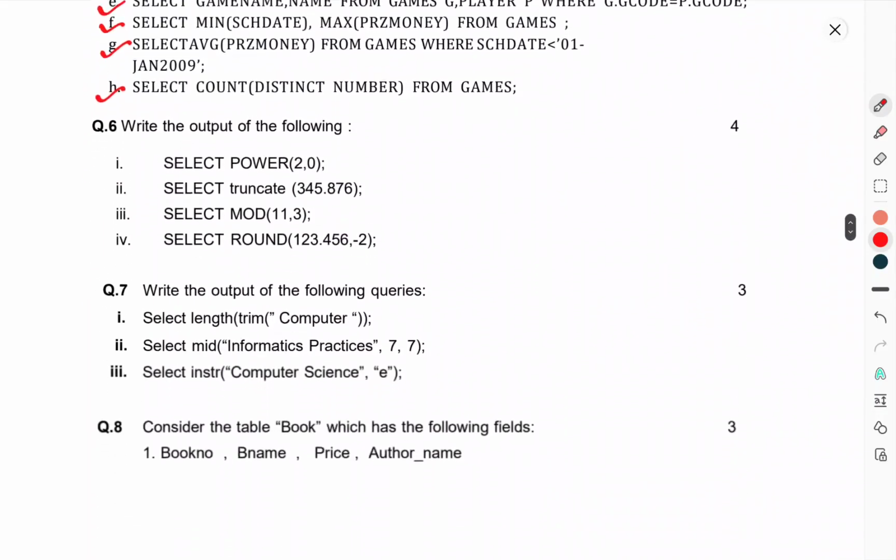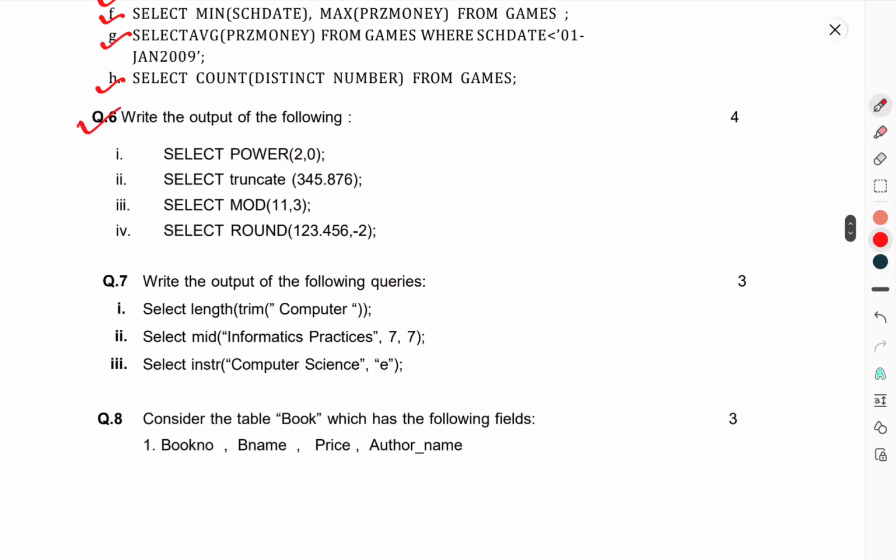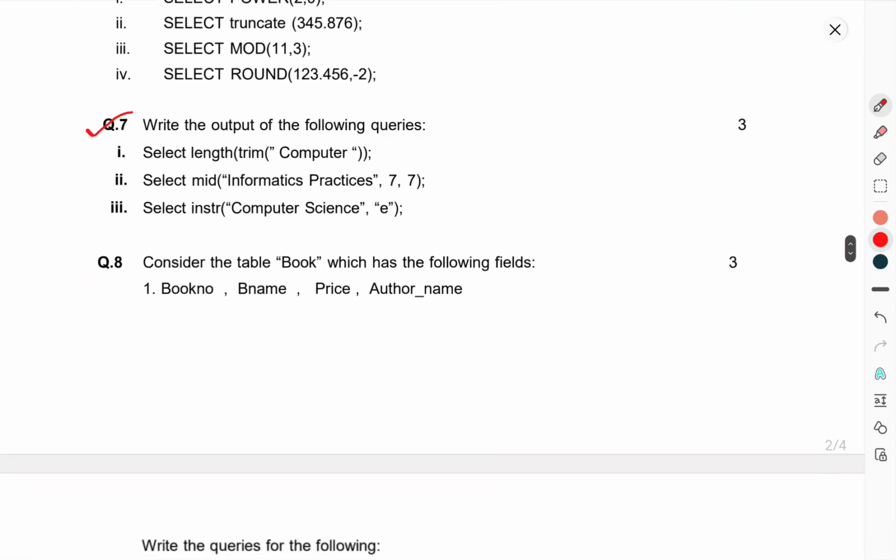Question number 6. Write the output of the following. Select power, select round, select mod, select round. Question number 7. Write the output of the following queries. Select length, select mid, select instr.